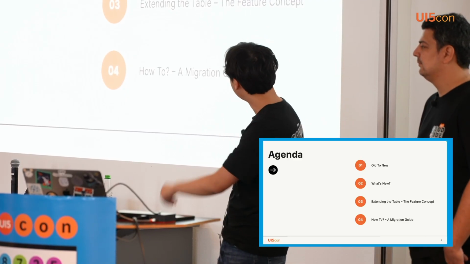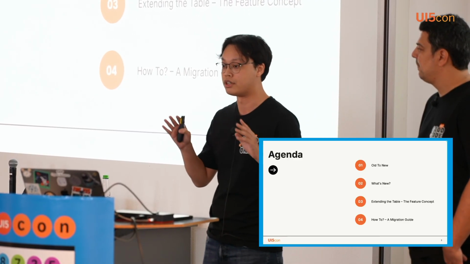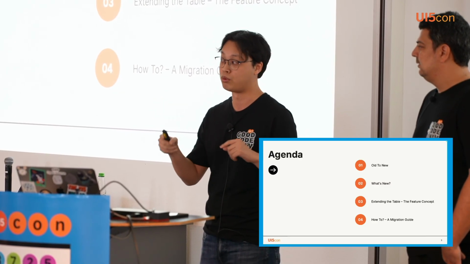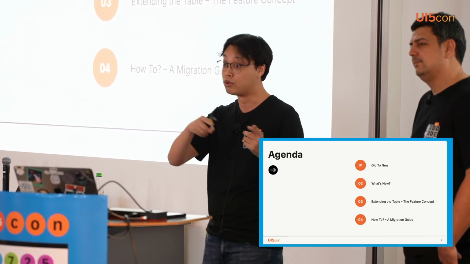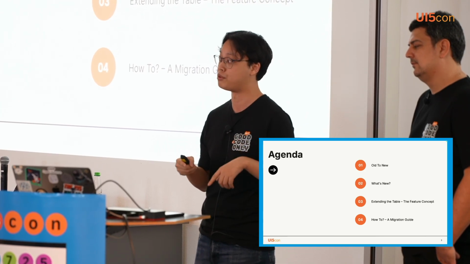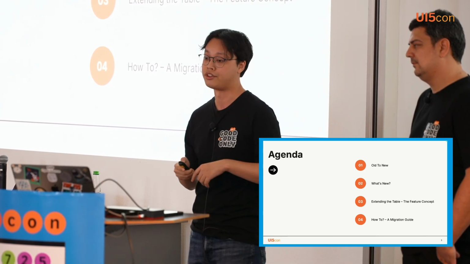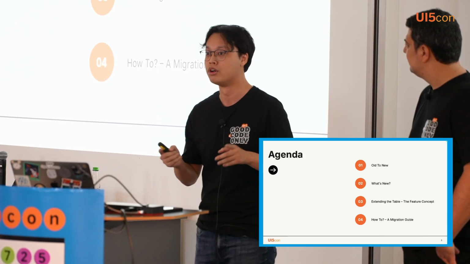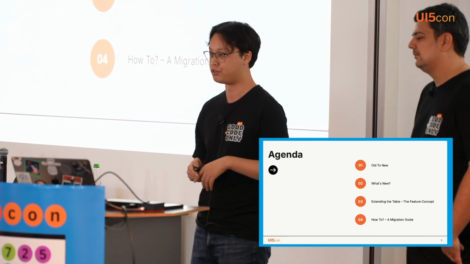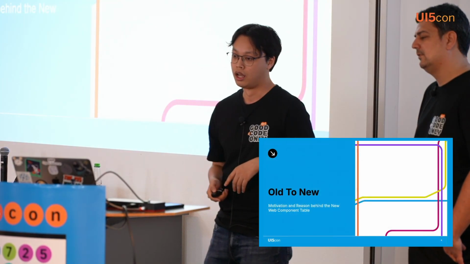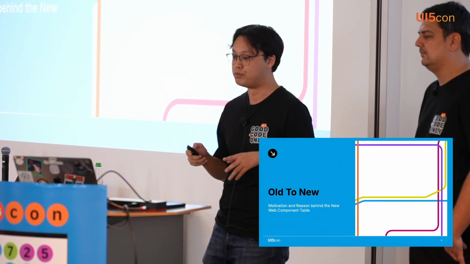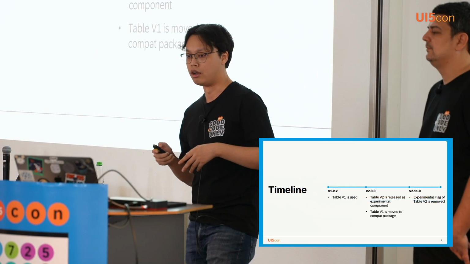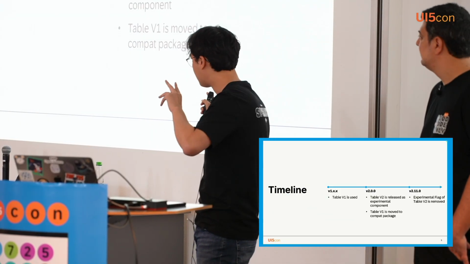Short thing to the agenda, I'll talk a bit about the motivation of why we switched, then talk about what's actually new, then we'll talk about our new concept that we've introduced, the feature concept, and afterwards, it's not a migration guide, but it's a general demo of what can be achieved with the new web component table. So what's the motivation behind creating a new web component table? Here's a short timeline for it.